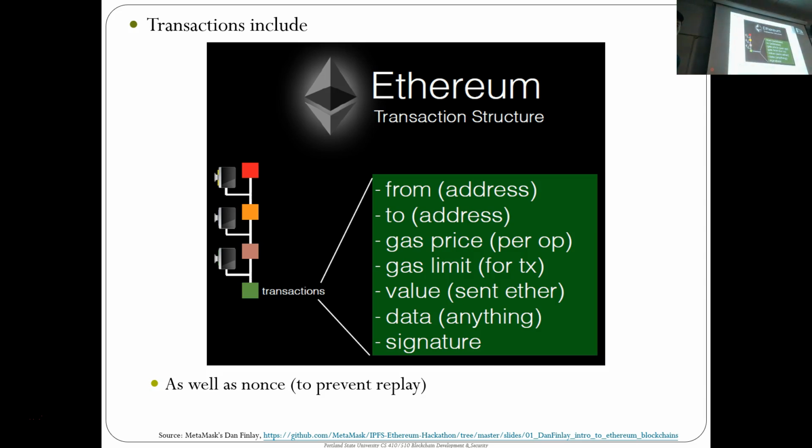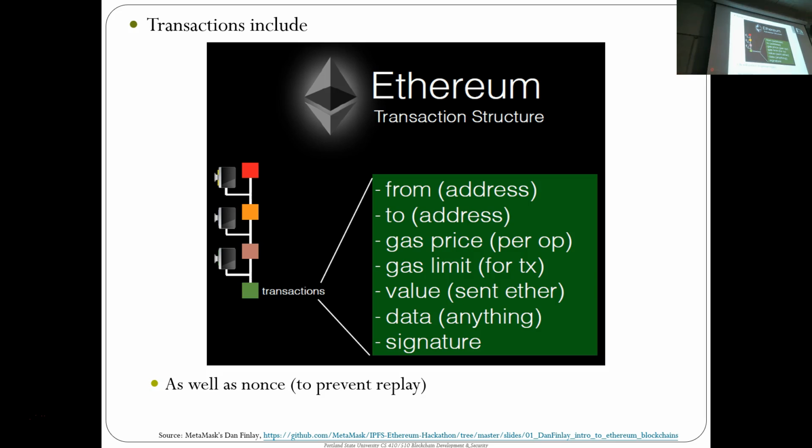The transactions can include, similar to Bitcoin, a from address, a to address, the gas price that you're willing to pay per operation, and the gas limit for this transaction. So you have a gas limit for the transaction that you're sending, and then the block gas limit, which is a global one. This is the transaction gas limit. The amount you want to send to the contract.